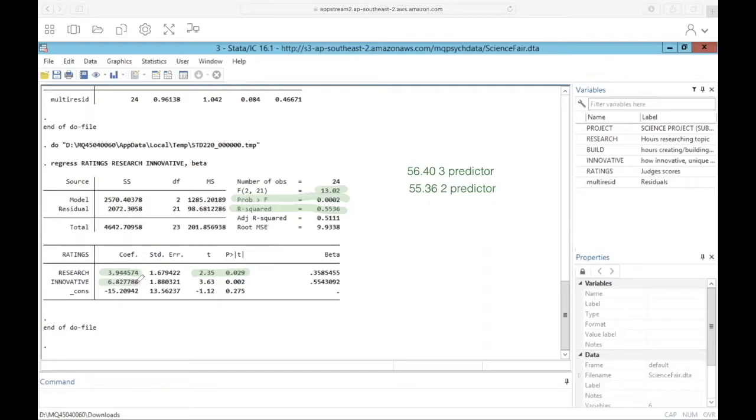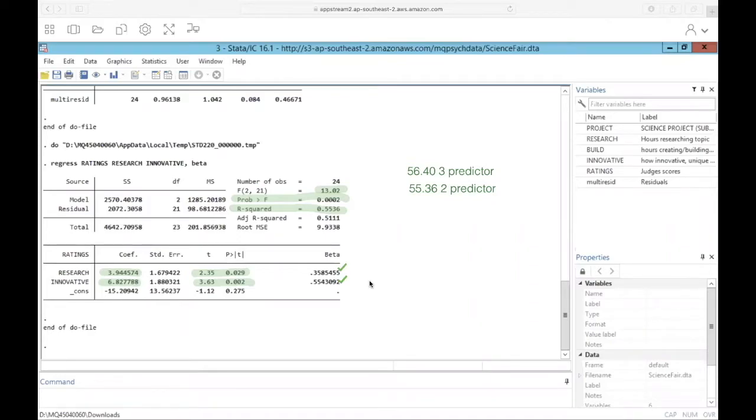Our innovation beta hasn't changed very much at all either, 6.83, and again, it's a significant predictor. And then finally, the standardized betas for each coefficient also haven't changed too much. And of course, innovation is still the strongest predictor of overall judge ratings.